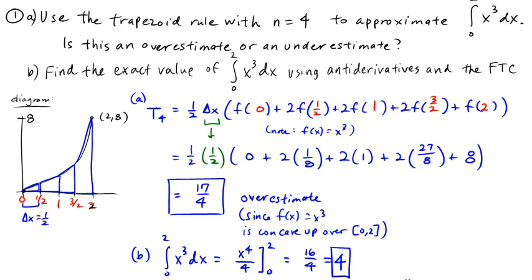And so you can see I was off by about 1/4 or 0.25. So again, pretty good estimate just using areas of trapezoids.